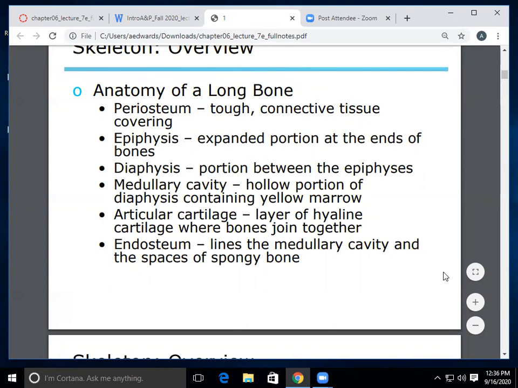All right, so you also have inside the bone, if we were to do a transverse cut, you would see a medullary cavity. It's a hollow portion in the diaphysis. You'll have yellow marrow there.